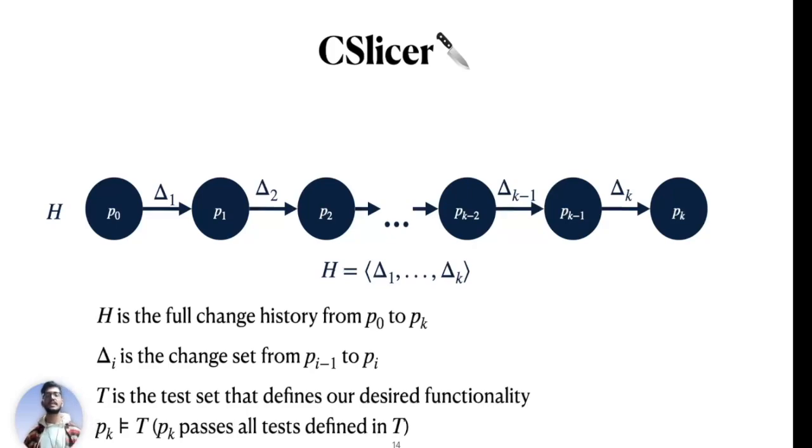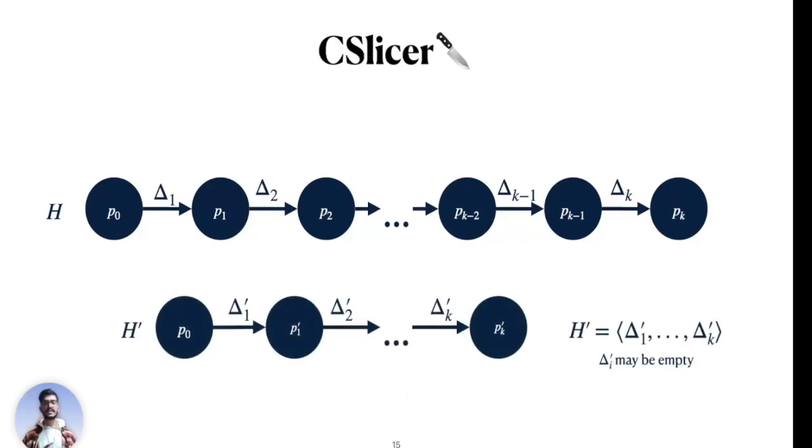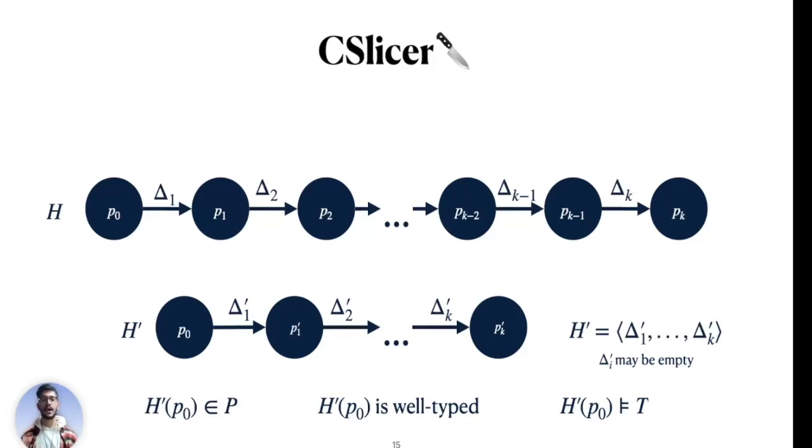As I said, we're looking for a certain functionality and we use test cases to define that functionality. Test cases are represented here by T. So we say that if PK has our desired functionality, then it has to pass all the test cases defined in T. CSlicer is supposed to deliver H prime, which is a subhistory of the original history. We expect the H prime to be applied to P0 and deliver a valid program. It should still be well typed and it should pass all the tests.